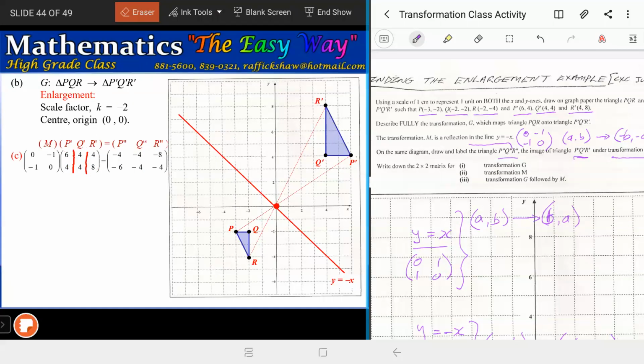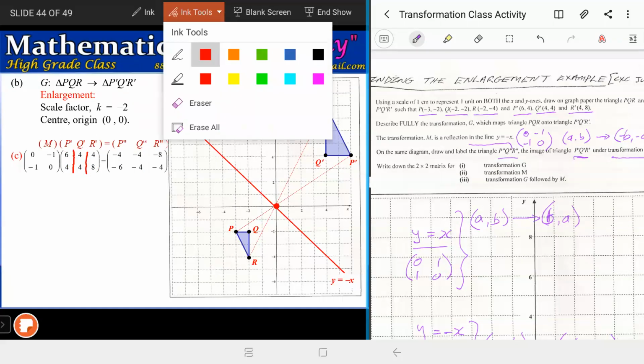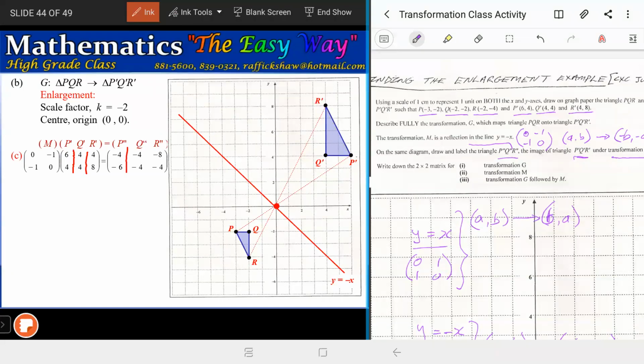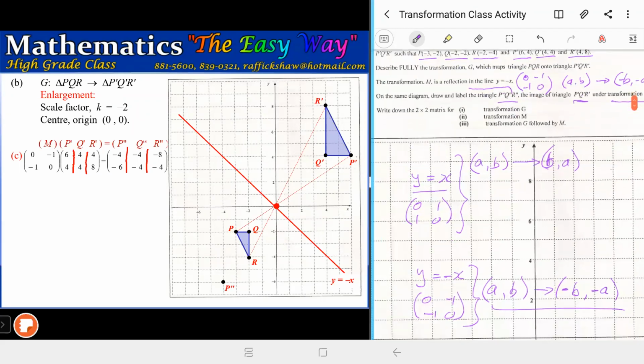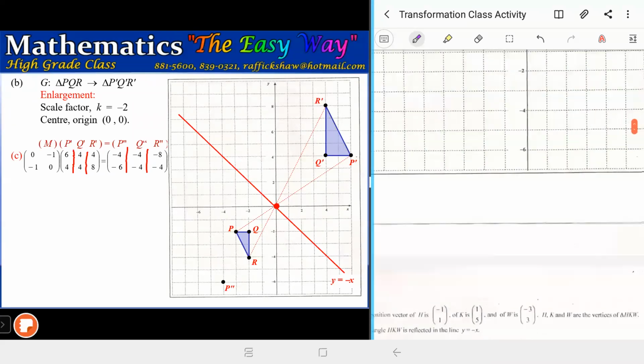The more things you know, the better. I'm not telling you to know stuff that you can't remember, so I give you the must-know for you to study. That's what happens with reflecting in the line y equals minus x, and so you can get the points easily. See there? The point P prime. Let me write them down for you now. I can always erase them afterwards.